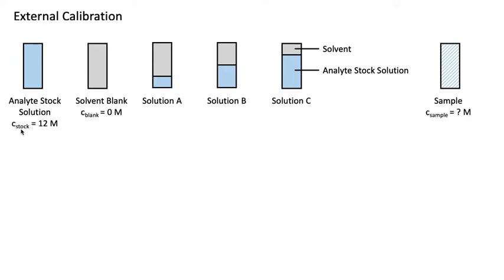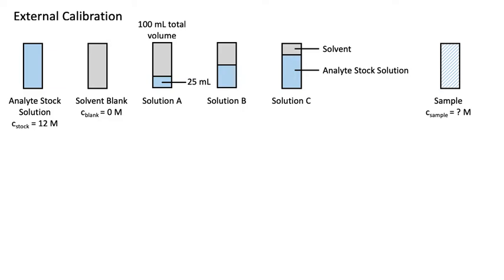Now in this scenario, let's give some numbers just so we can work through the math as we go. Let's say that this analyte stock solution has a concentration of 12 molar, the blank is at 0 molar, and the sample is what we're trying to figure out: what is the concentration of this sample. When we make solution A, B, and C, we mix certain volumes of the stock solution with the same solvent used in the blank, and we get differing concentrations of solution A, solution B, and solution C.